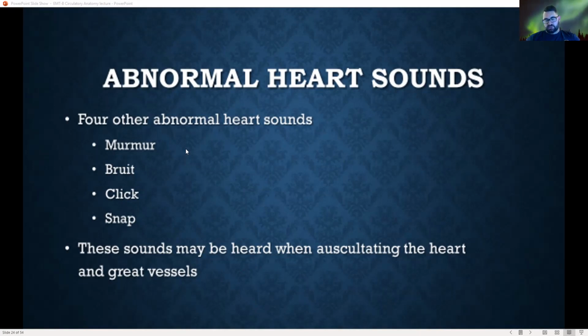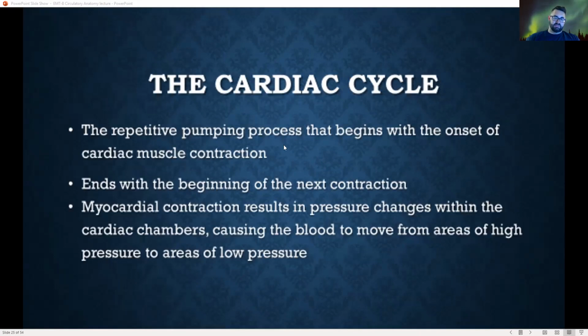These sounds may be heard when auscultating the heart and the great vessels, and they would be abnormal. Again, pattern recognition is the way you find these things out.